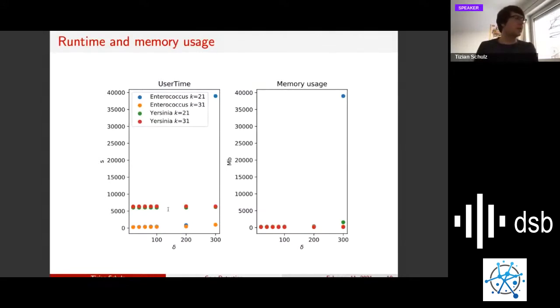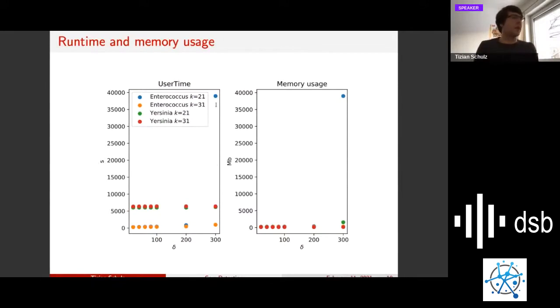What we can see here is, first of all, that we need a little bit more time for the Yersinia pestis data set than for the Enterococcus data set. And we also see that runtime and also memory slightly increase for an increasing delta, and at some point this becomes very large, both runtime and memory, for one of the data sets. And this will also be something that we can discover for the other data sets for larger values of delta. It's just not shown here.